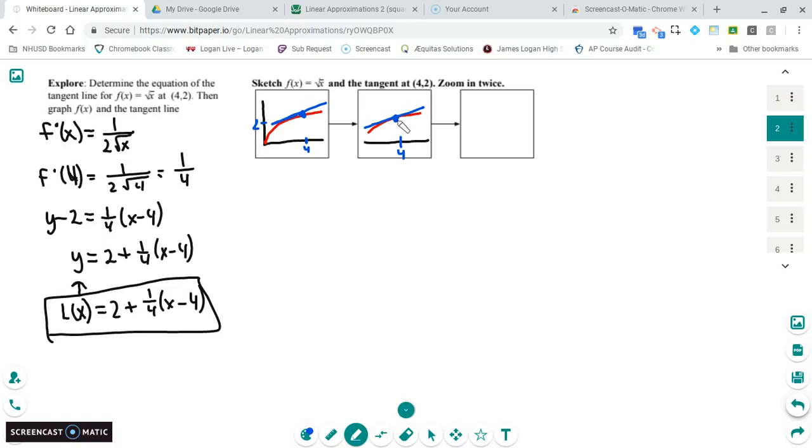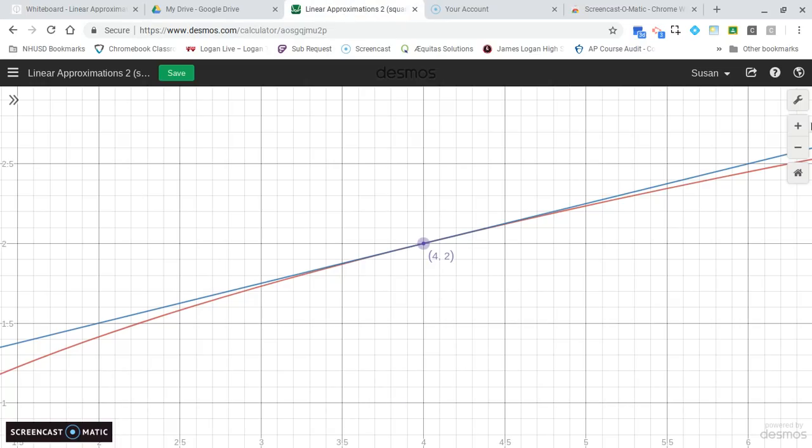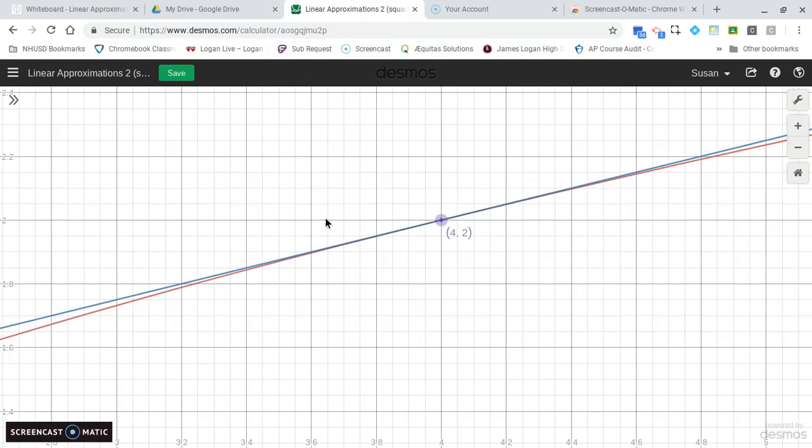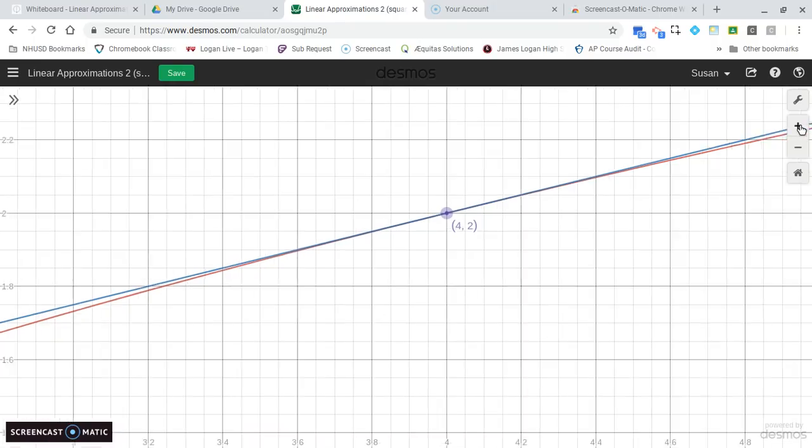And I could see that there's a larger region where it's tangent, but there's a little bit of gap on each of the ends. And then I'm going to do another zoom in. Let's do another zoom in. And you can see there's a much greater region. I'll even zoom in even further just for fun.